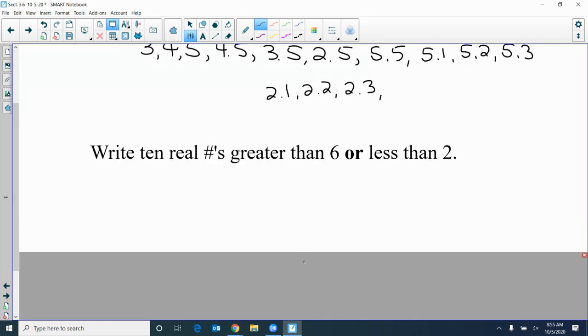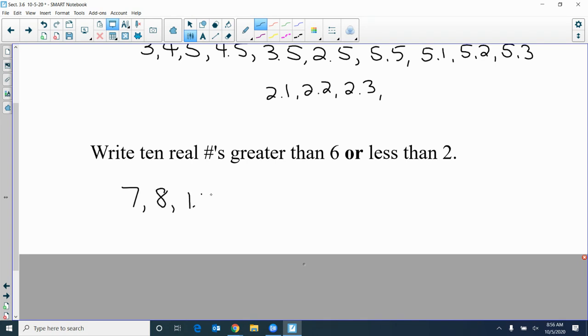Now we don't need to list all 10, but can you give me 10 real numbers greater than 6 or less than 2? So Morgan, just give me one. 7. Oh, 7. That'll work. Okay, Josh, give me another. 8.